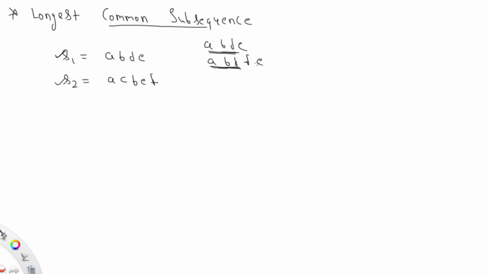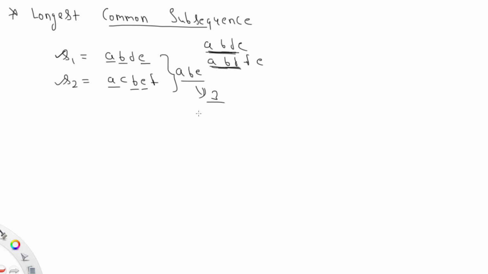In a subsequence, it's not necessary that the nearby characters are also the same. We can jump the characters as well. Here we have A, B and E, and similarly in the other string we have A, B, E. So in both strings, ABE is the longest common subsequence we have, right? And what is the length of this? The length is 3. So our answer should be 3.